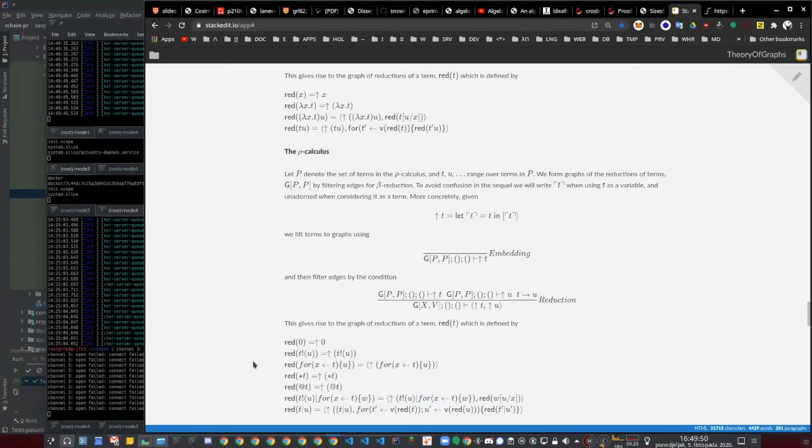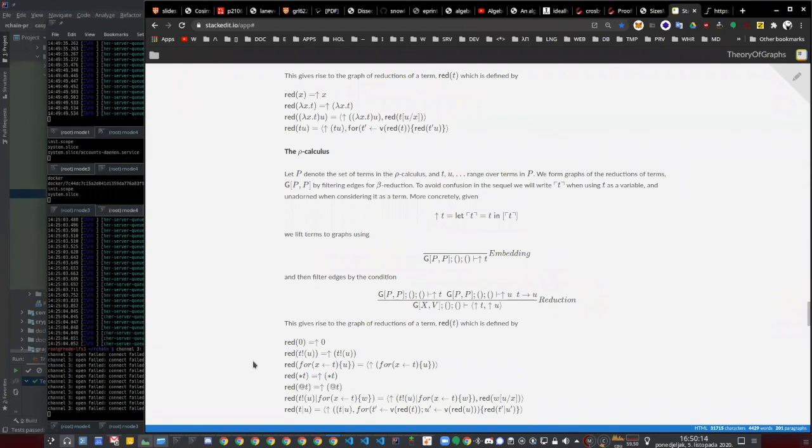Right? That's all that's happening. You encode the syntax tree as a graph. So if you've got your syntax tree as a graph, and then you also encode the reduction tree as a graph. Right? So that's the other thing.